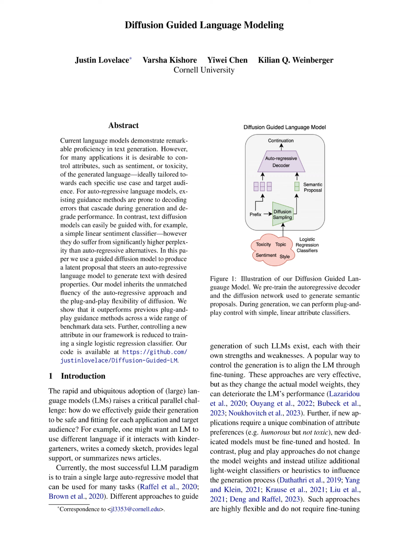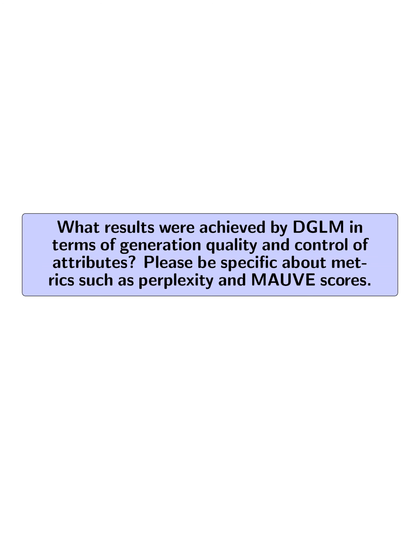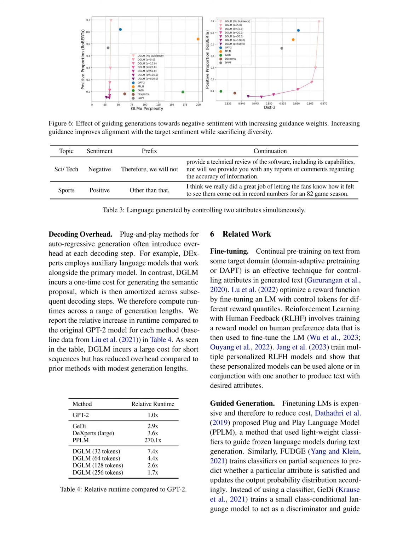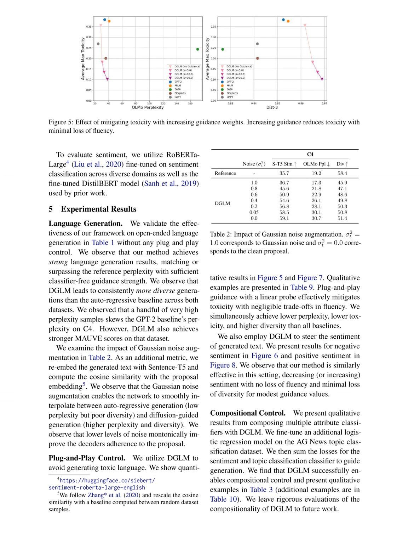effectiveness across various benchmarks. What results were achieved by DGLM in terms of generation quality and control of attributes? Please be specific about metrics such as perplexity and MAUVE scores. DGLM demonstrated strong performance in language generation, achieving lower perplexity and higher MAUVE scores compared to baseline models. Specifically, it matched or surpassed reference perplexity with sufficient classifier-free guidance strength, indicating improved fluency in generated text.